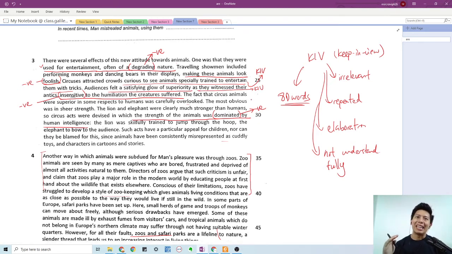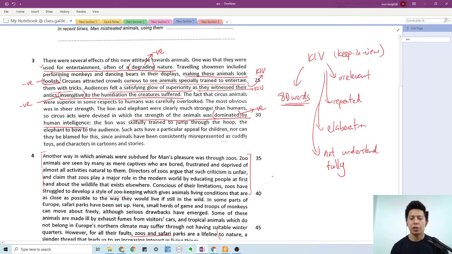If you have more than enough points, you drop the KIV. If you have insufficient points, you include the KIV. But we do not want to sacrifice points that are definitely points, like these points over here. We don't want to sacrifice them. Okay, another note for you is this.